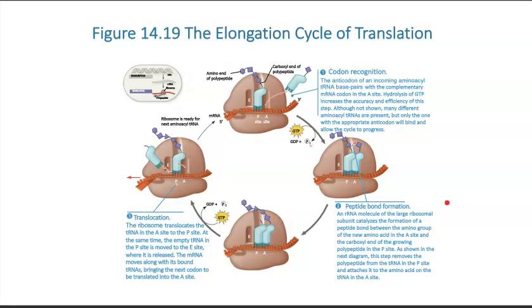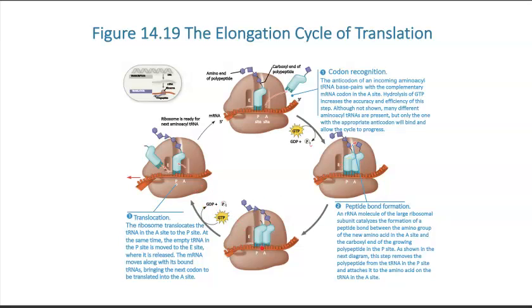And the second step is called peptide bond formation, and here the long chain of amino acids is going to be transferred to the transfer RNA that's found in the A site. When that happens, we have something called translocation. And by the way, that whole process needed a little GTP energy.